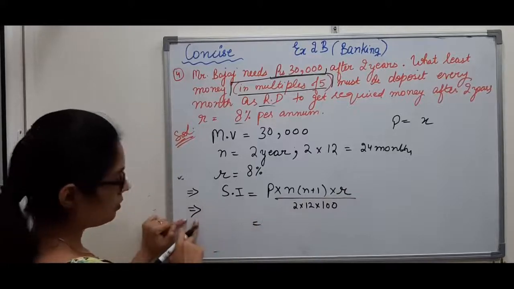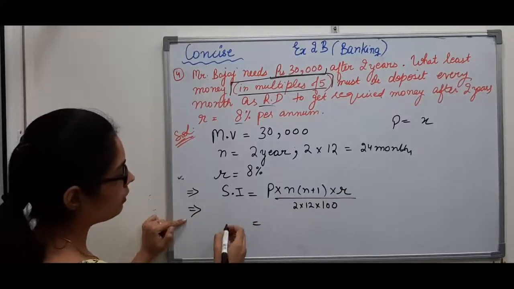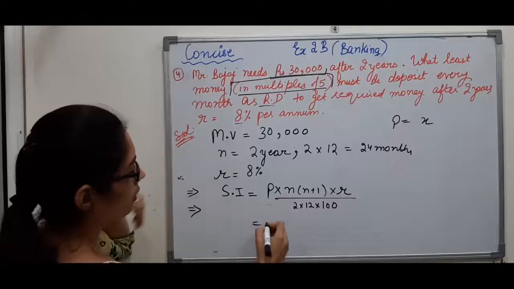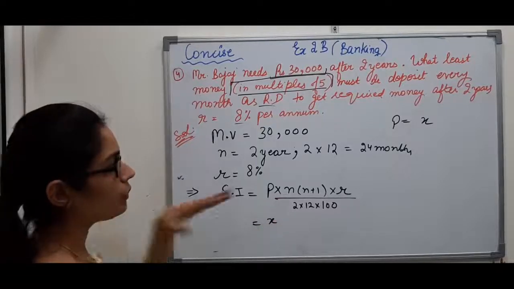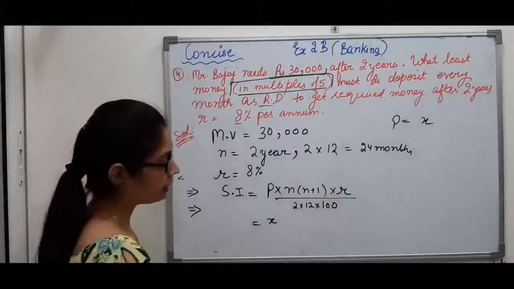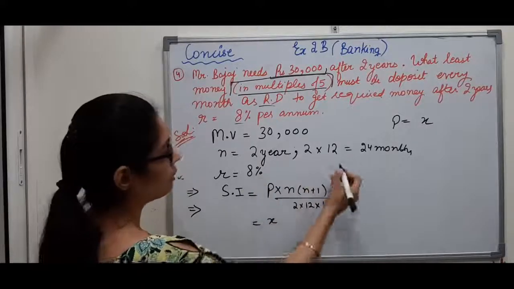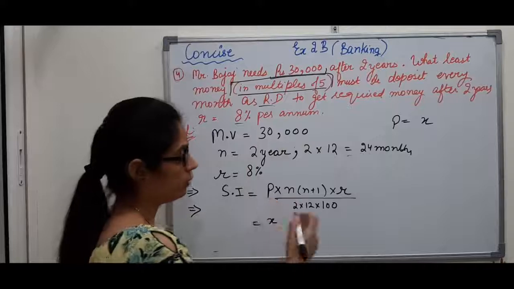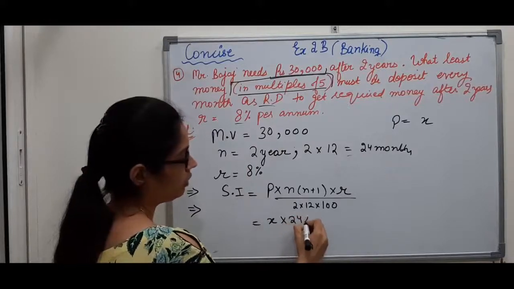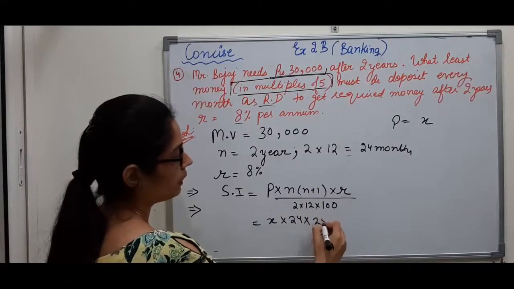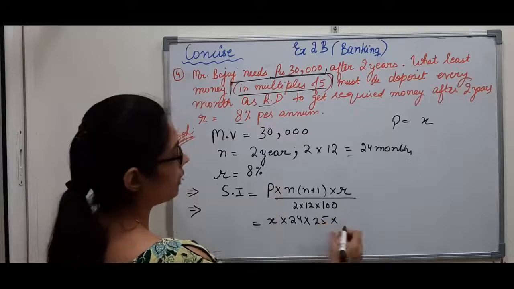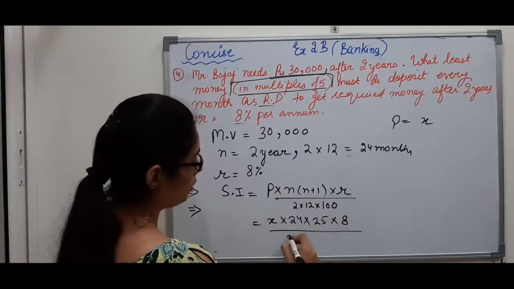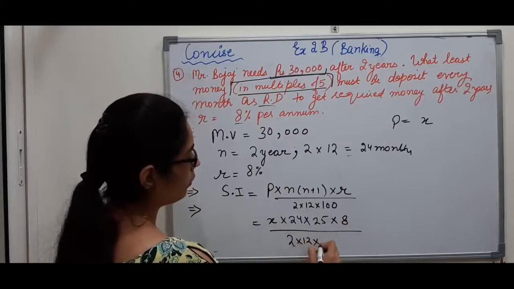Again this sign I will write. P I will write X because I don't know the value of P. This is my question. I have to find the value of P. And they have given 2 years and we calculated it as 24 months. So I will write 24. Then N plus 1 will be 25. R is 8. Everything is given, 2 into 12 into 100.